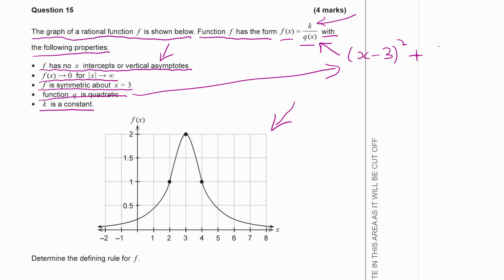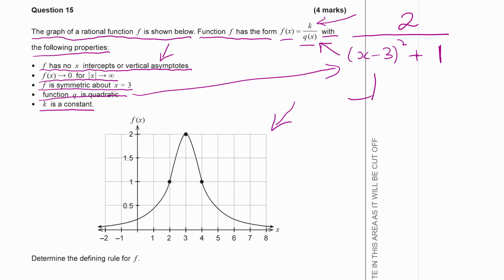Well, our first thought is just to put a 1 here, (x minus 3) squared plus 1, and then see what we can do with the top. Now, if x is equal to 3, this would just be 1 on the bottom. And when x is equal to 3, I can see that f of x is equal to 2. So that would mean putting a 2 on the top. But does that work elsewhere? If not, I'm going to adjust the 1 and the 2.